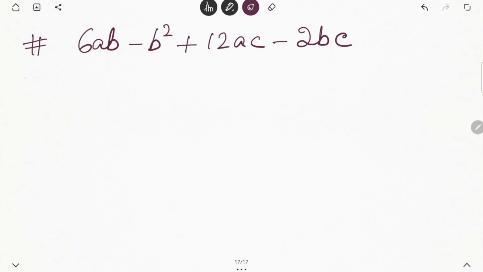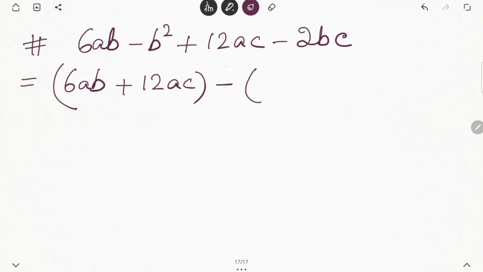So here, see, I have 6ab. As a is there, I can either group it with 12ac or I can group it with 2bc. So let me group it with 12ac. Okay, and then this minus I write, and let me group this with b² - 2bc. So when I do this type of grouping, now you can see that from each expression we can take at least something common, right?